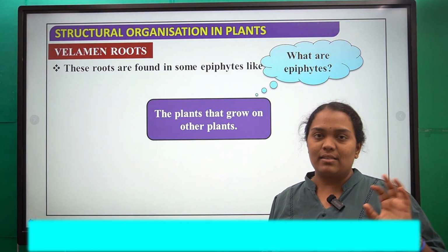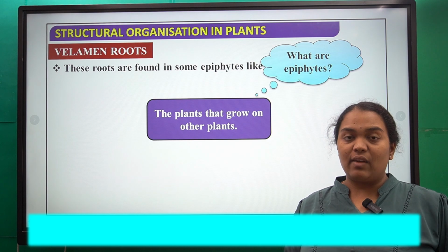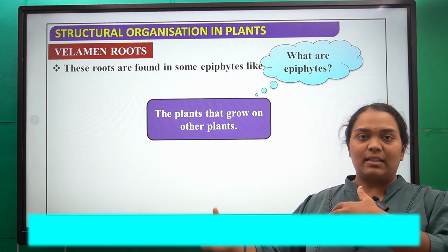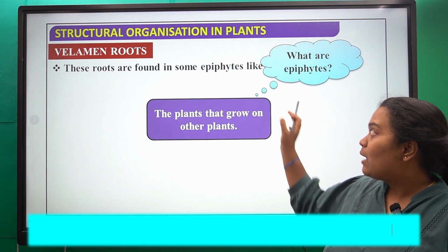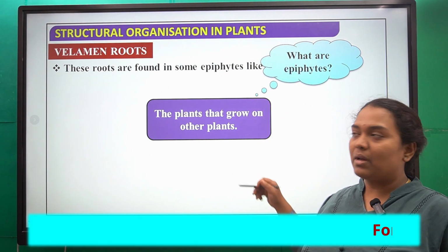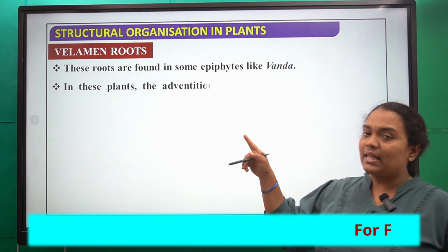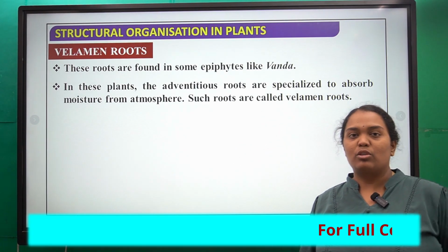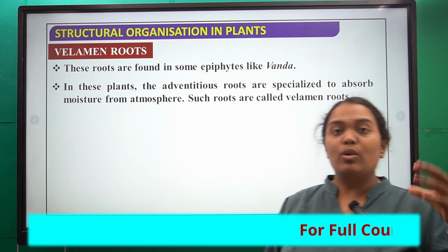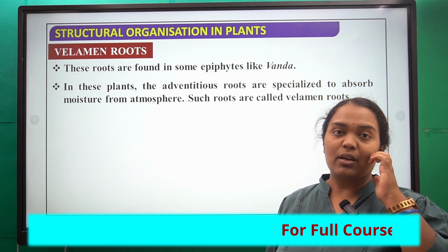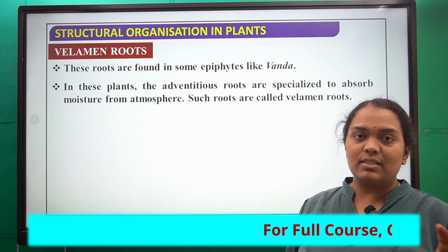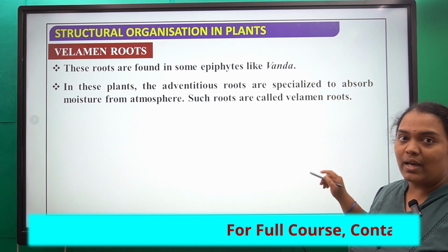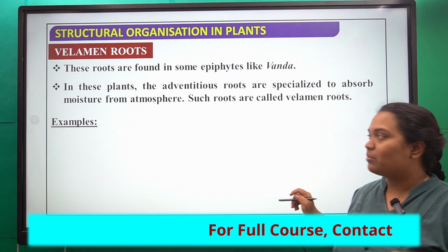As you know, parasites grow on other organisms. In the same way, if a plant is taking support from another plant, it is called an epiphyte. Epi means above, phyte means plant, so above the other plants. In these plants, the adventitious roots are specialized to absorb moisture from the atmosphere. Adventitious roots means the roots other than the main root which grow from the stem or towards the leaves. Such roots are called velamen roots, which take moisture from the atmosphere.